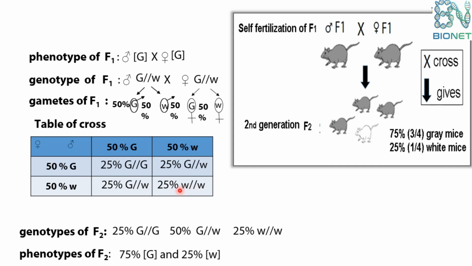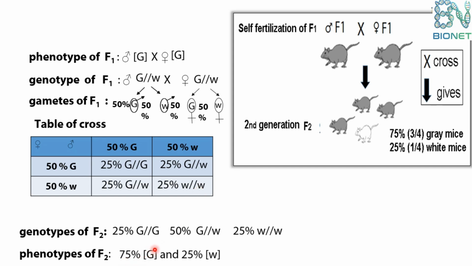So the result is three types of genotypes. 25% of the descendants will have the genotype GG. They are homozygous for the dominant allele. 50% have the genotype GW. They are heterozygous. And 25% have the genotype WW, and they are homozygous.